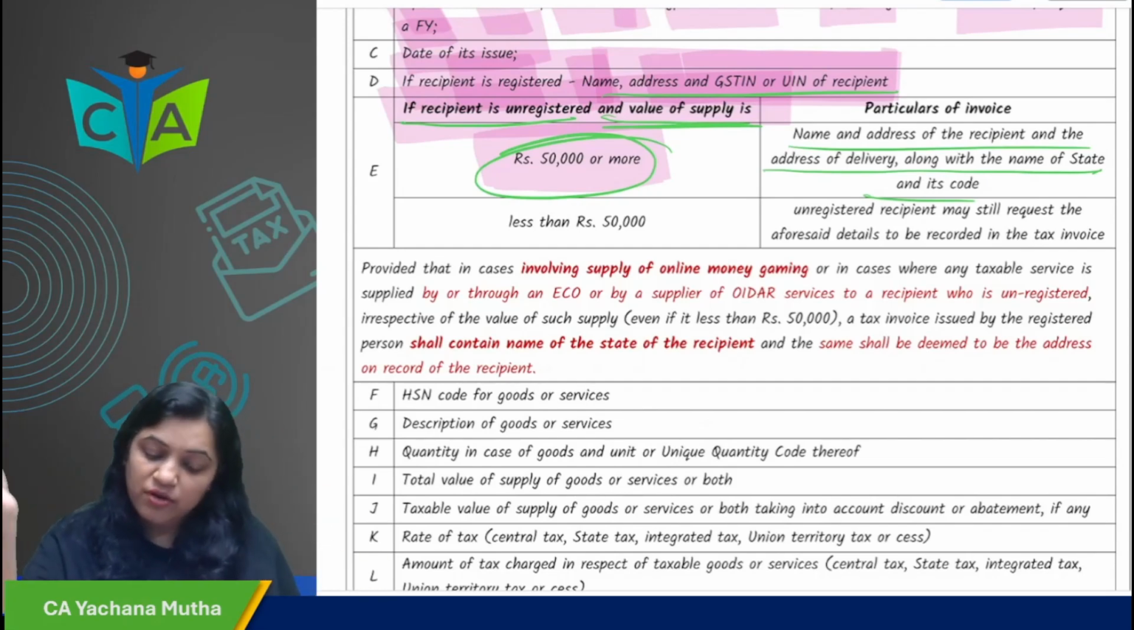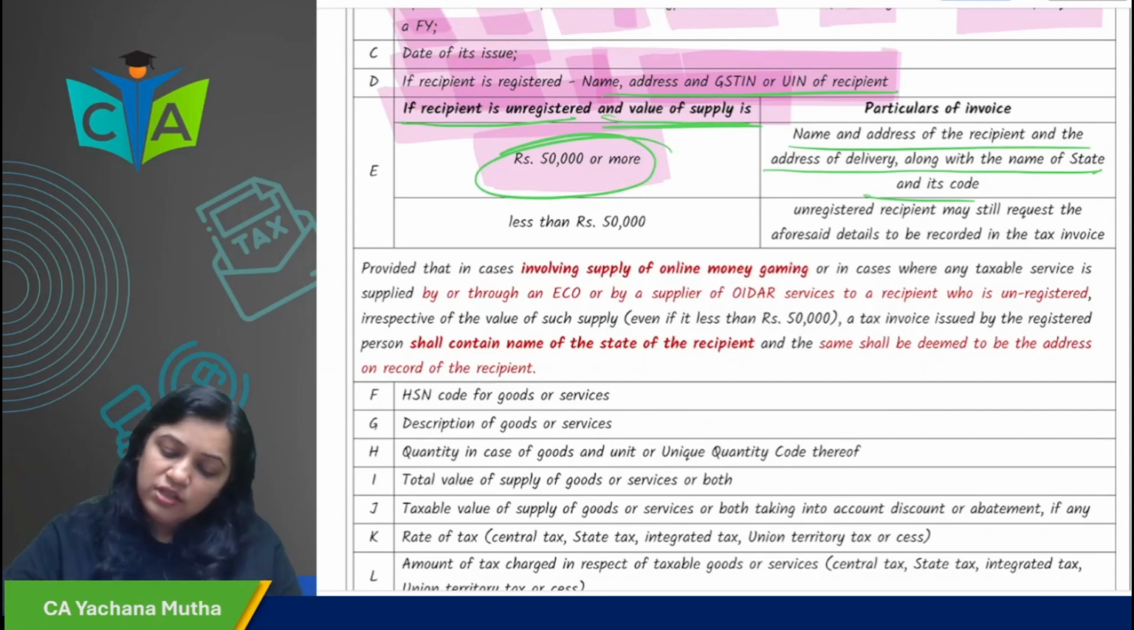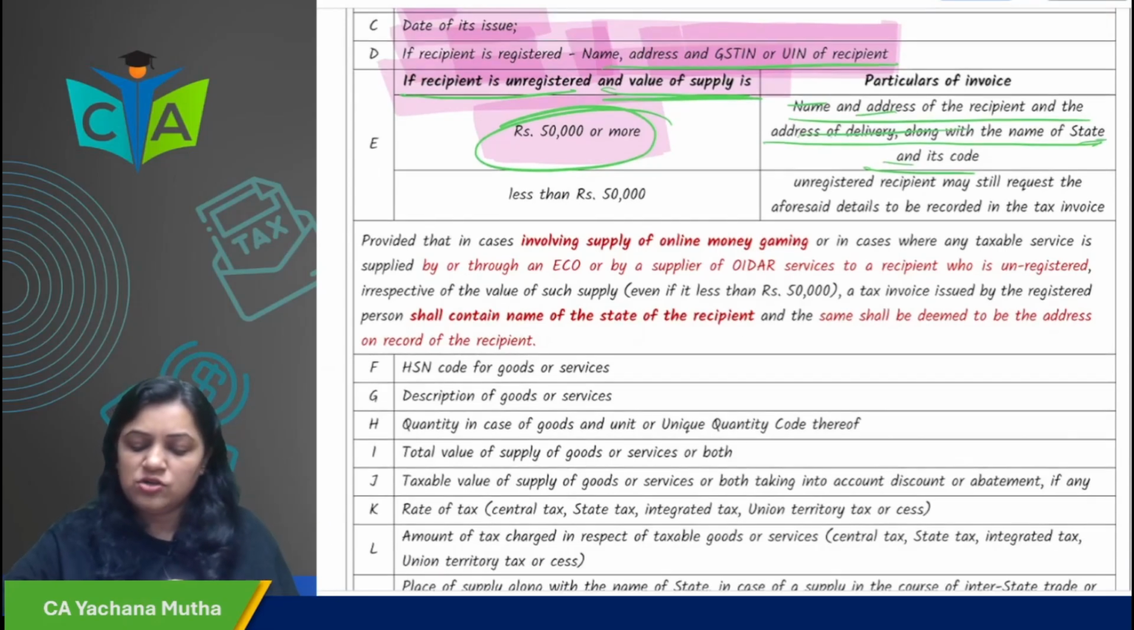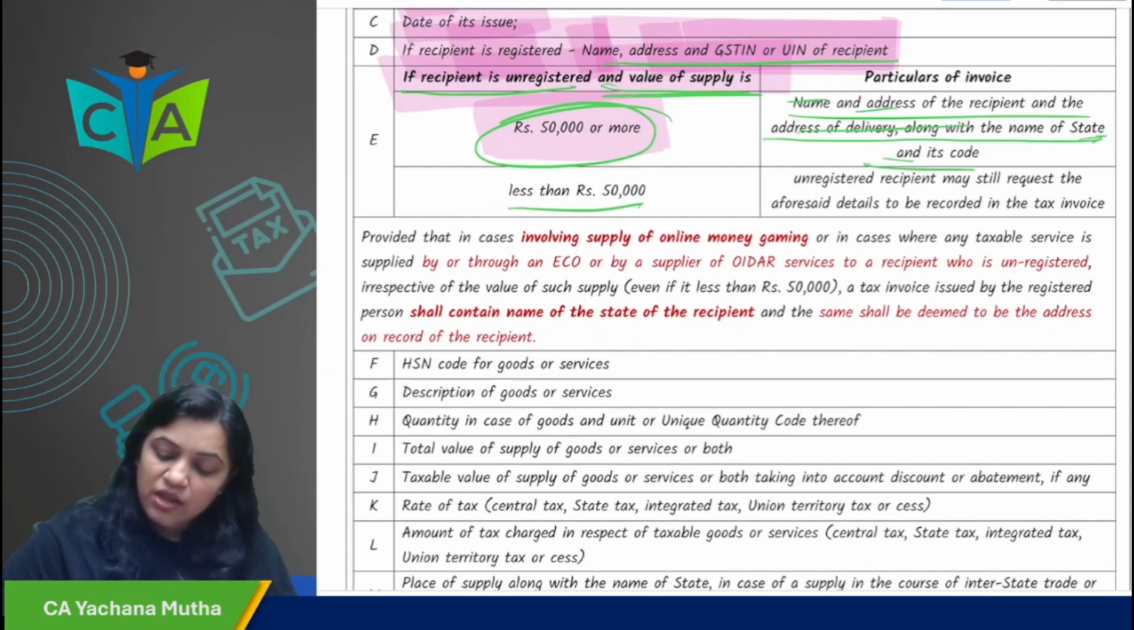If the recipient is registered, obviously he has to take the credit, so his name, address, GSTIN or UIN. But if the recipient is non-registered, then you have to see the value. If the value is 50,000 or more, then name and address of the recipient and address of delivery along with the name of the state and its code. But if it is less than 50,000, then the unregistered recipient may still request the aforesaid details to be recorded in the invoice.